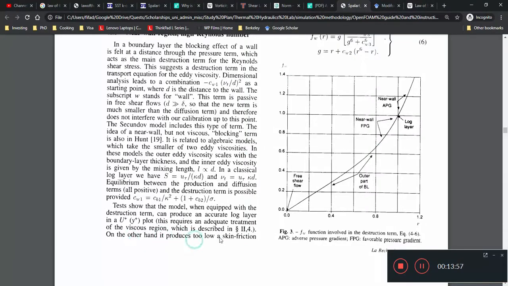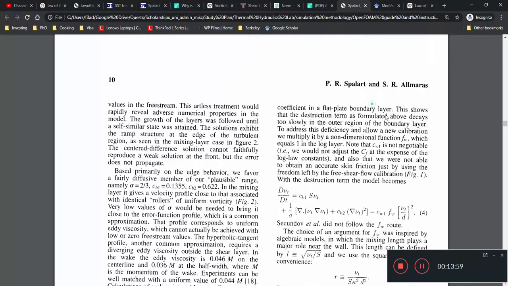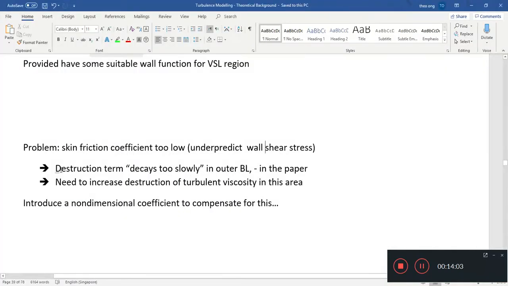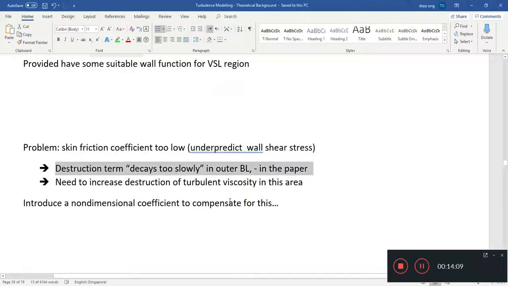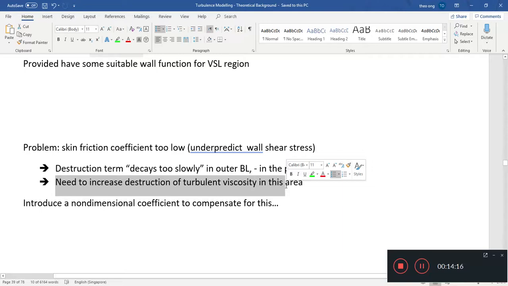So this is over here, too low. And then it's talking about the destruction term decaying too slowly in the outer boundary layer. You find it around here. Okay, and you probably need to increase the destruction of turbulent viscosity in this area.